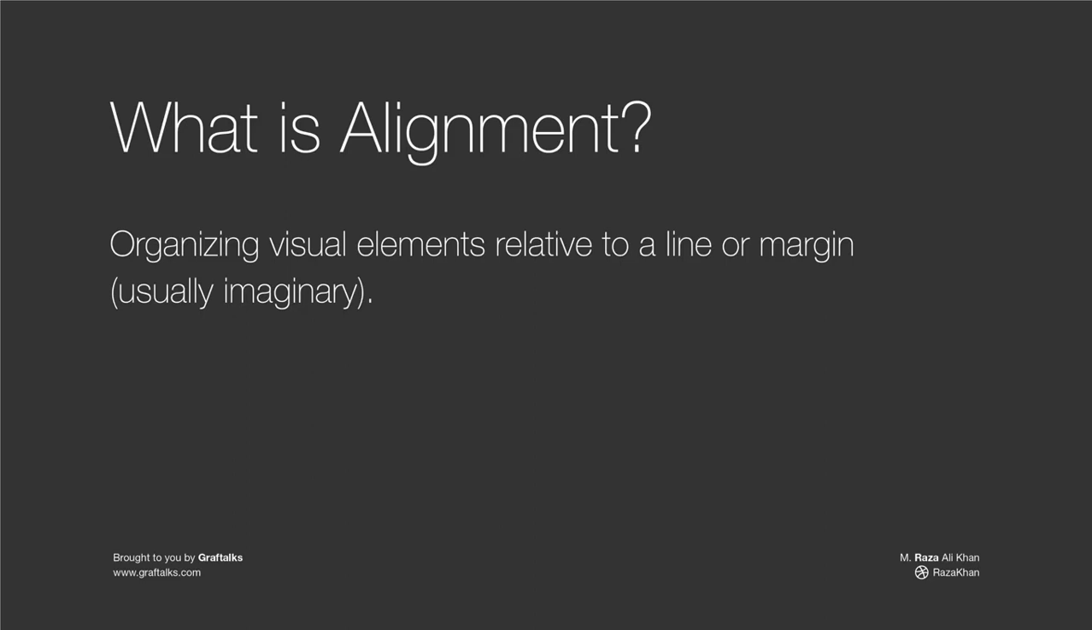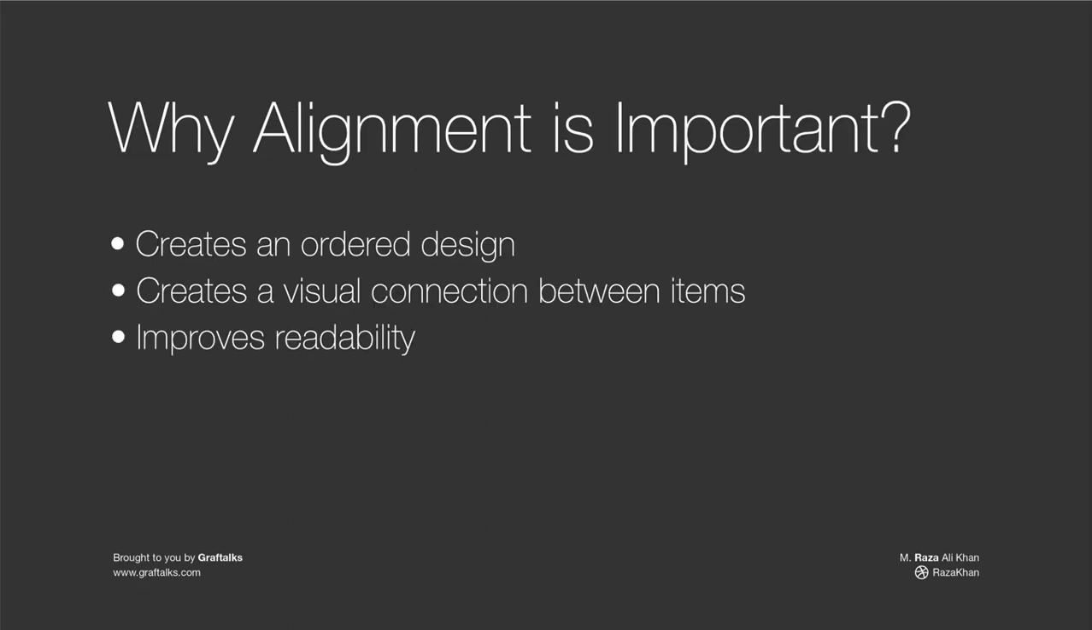So the first question that comes to anyone's mind is, what exactly is alignment? Alignment is one of the graphic design principles that is about organizing visual elements relative to a line or margin, which is usually imaginary. These visual elements could be anything, whether we are talking about text, images, or shapes. Before we move any further, let's see why alignment is important.